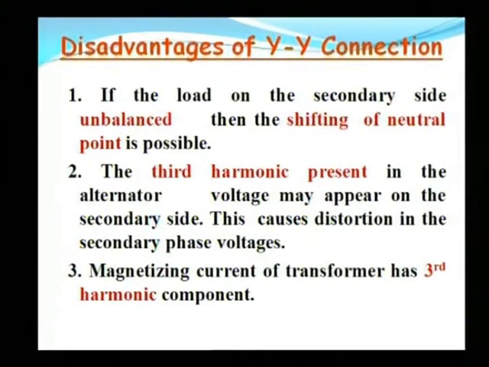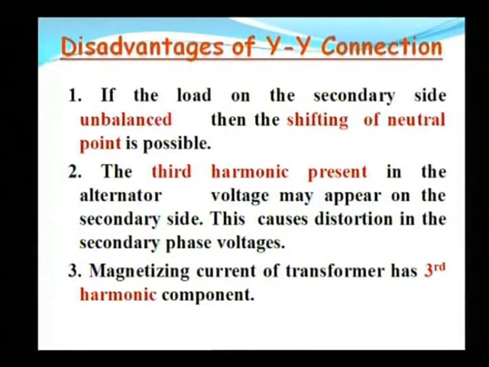Now there are also some disadvantages of the Y to Y connection. The first disadvantage concerns the load on the secondary side. There are two sides, the primary side and the secondary side. Primary is generally the input side, and secondary is the receiver side, or output side. If the secondary side becomes unbalanced, then shifting of the neutral point is possible. Many times the secondary or output section becomes unbalanced for some reason. Then your neutral point may shift from one point to another, and that's why your output voltages may differ from the expected ones.